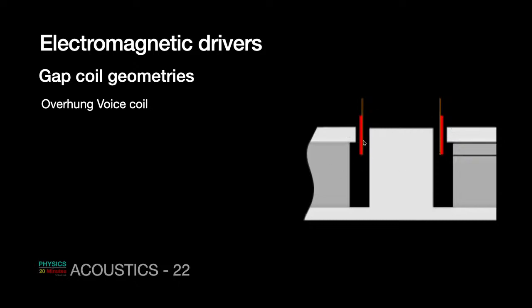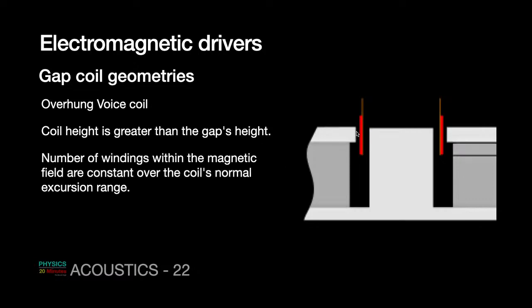So these are overhung, in a sense that the coil protrudes a little bit on this side out from the gap, from the magnet, and also on this side out from the magnet. And what happens over here is that the coil height is greater than the gap's height, and that keeps things very interesting. So as the coil vibrates up and down, as we have seen, it will vibrate along the axis. As the coil vibrates up and down, for small vibrations, and remember, I'm using the word small, for small vibrations, the number of coils in this gap would remain fixed.